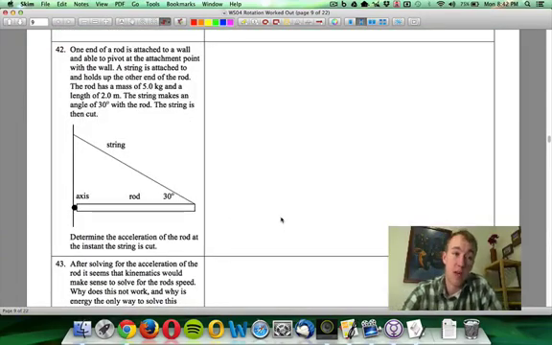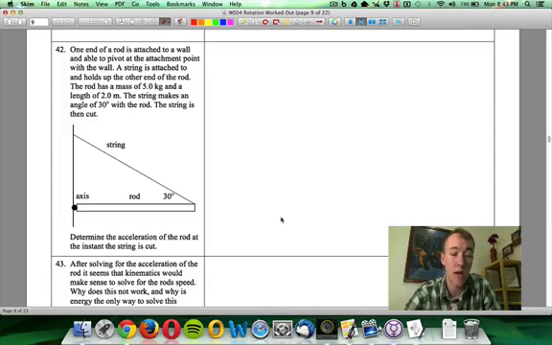All right, on to the next problem. We have a rod attached to a wall that's able to pivot about an attachment point with the wall. The string is attached and it holds the other end of the rod. At this very moment, it's in static equilibrium. The net force is 0, the net torque is 0. The rod has a mass of 5 kilograms and a length of 2 meters. The string makes an angle of 30 degrees with the rod, and then the string is cut.